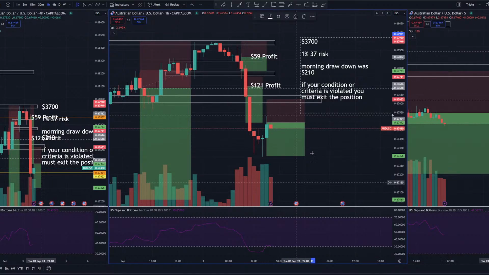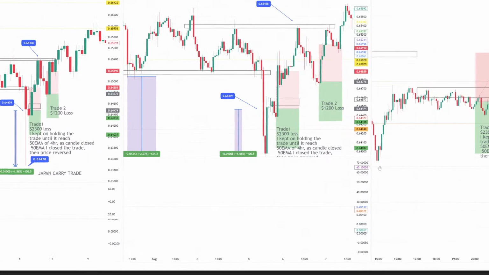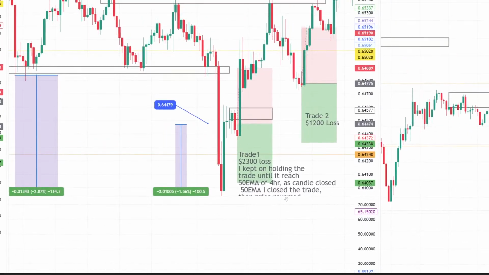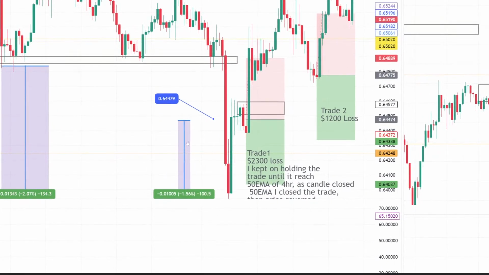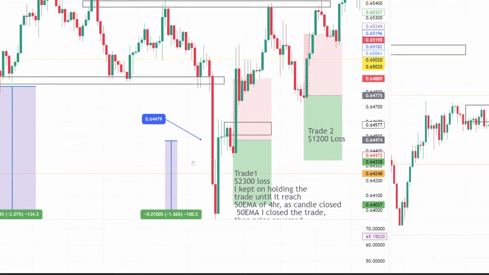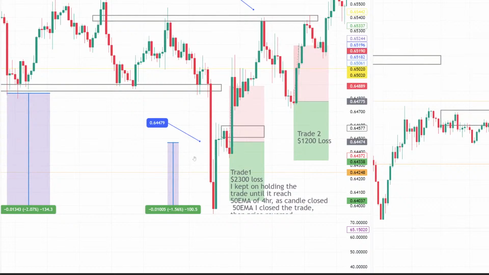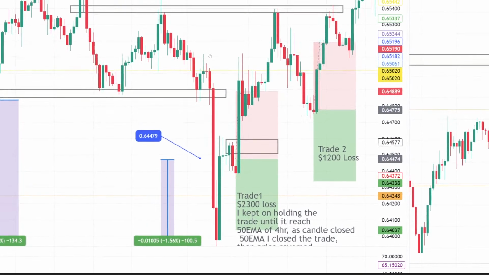I think I have the trade in here. So this is a trade. This is when the Japan carry trade happened, on the 5th. So basically what happened on the 5th.